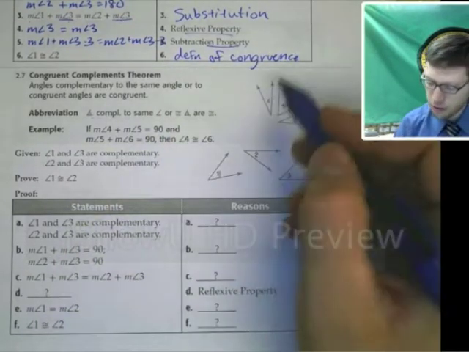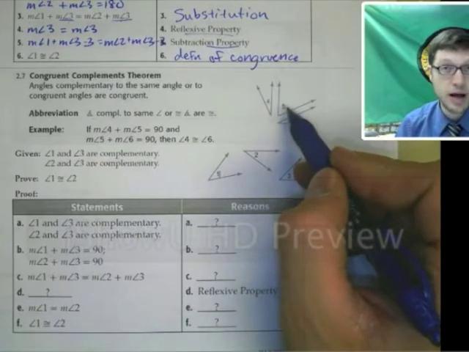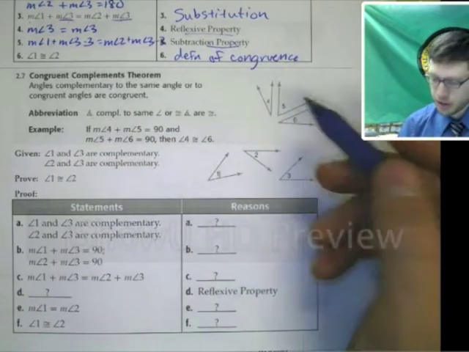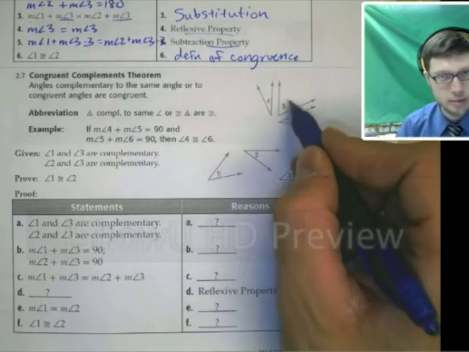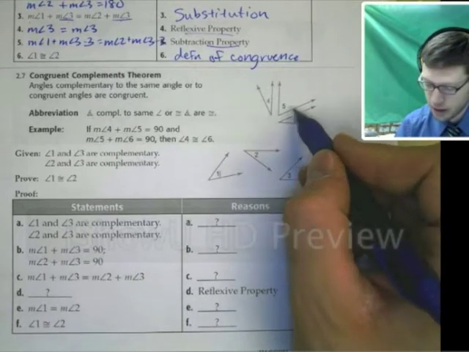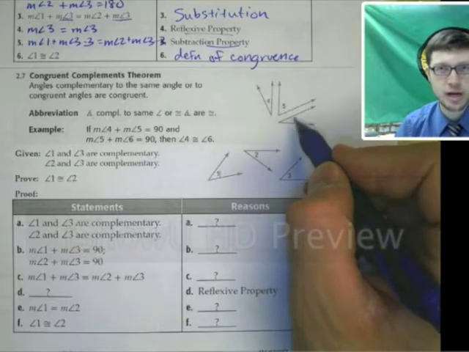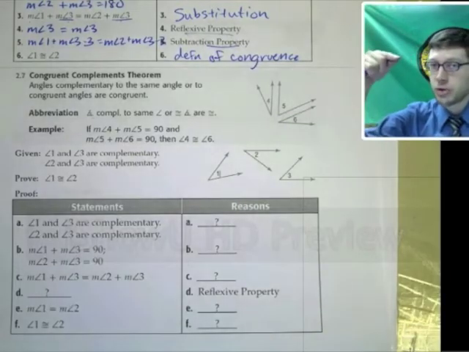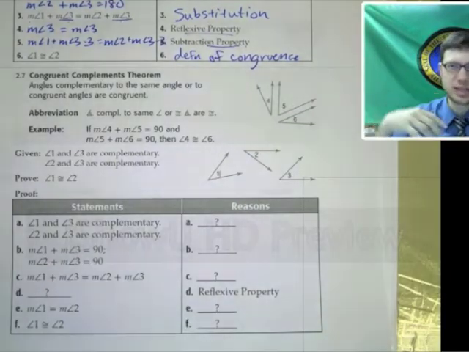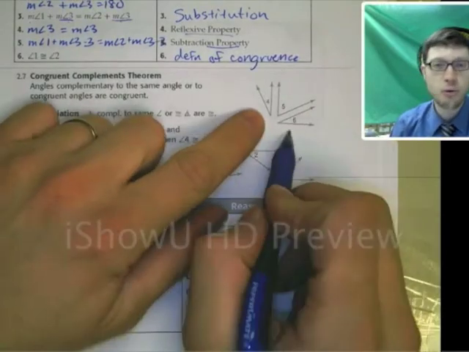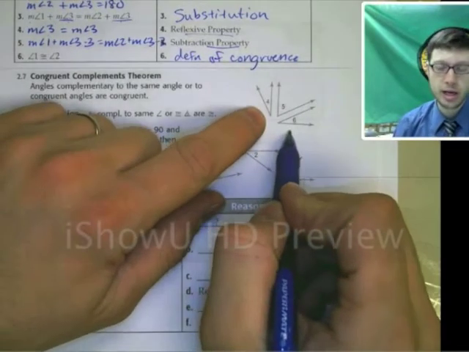If we say that 4 and 5 are complementary, then they add up to 90 degrees. If we're saying that 5 and 6 are complementary, then they add up to 90 degrees. And therefore, if 4 and 5 are 90, 5 and 6 are 90, take out the middle part using maybe the transitive property or something that sounds like it. We say 4 and 6 are congruent angles.